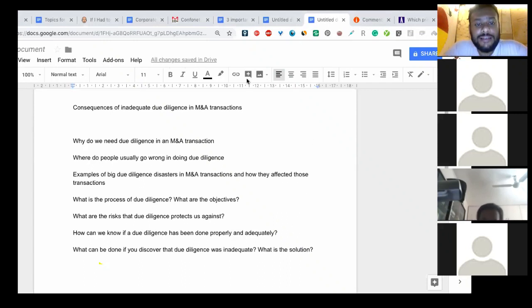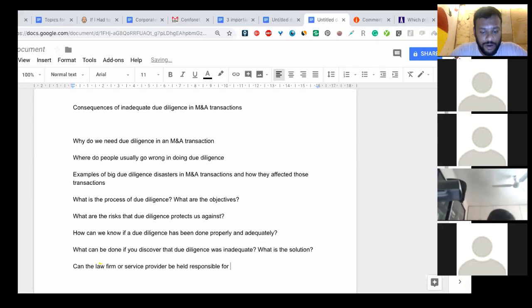Okay, then Chandana is asking, are there any legal remedies if due diligence is not done diligently? Okay, so there are different kinds of due diligences, by the way. There's legal due diligence, there's tax due diligence, there's technological due diligence. So can the law firm or service provider be held responsible for conducting faulty due diligence, right? So very good question, very important question.